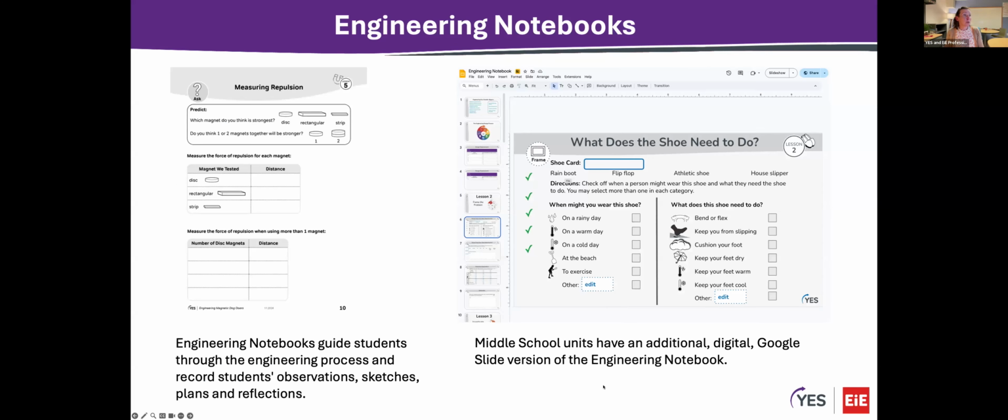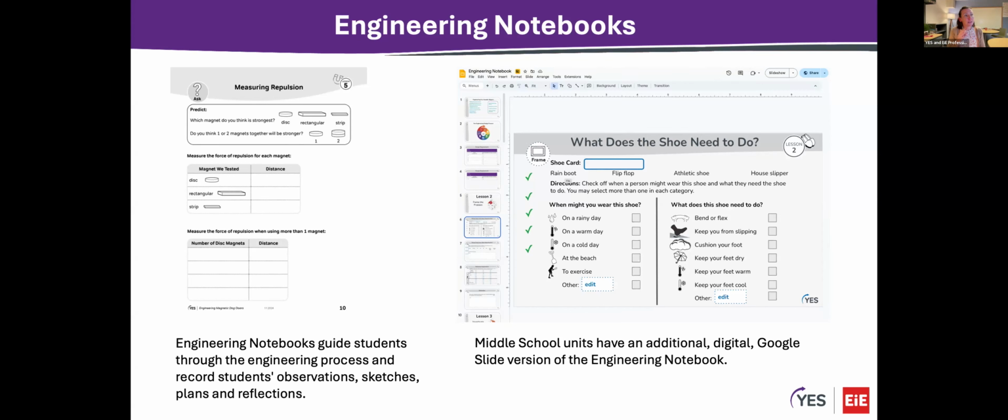We also, for middle school, which is really exciting, once you dig into that folder, have engineering notebooks that are digital. For most of our units, all of our elementary and enrichment units, the engineering notebooks really do guide students through that engineering design process, just like you asked, how do we structure this so that they imagine and plan before they dive into making the engineering design. The engineering notebook really helps them through that process to record their observations, their sketches, their plans.